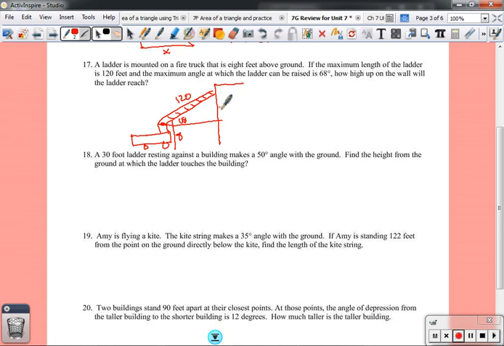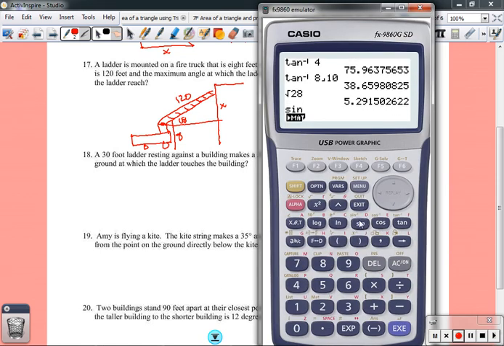Now this is a good problem because first, the only distance we can find at first is this, and then we're going to have to add that 8 feet from the fire truck back to it. That's all. So we're going to say the sine of 68 equals, my handwriting today is extra good, so you are welcome. The sine of 68 times 120.